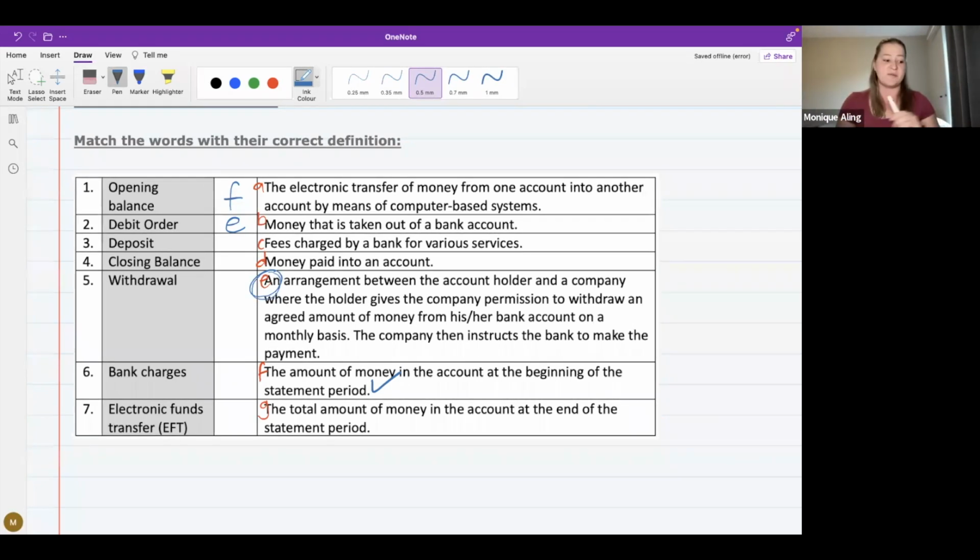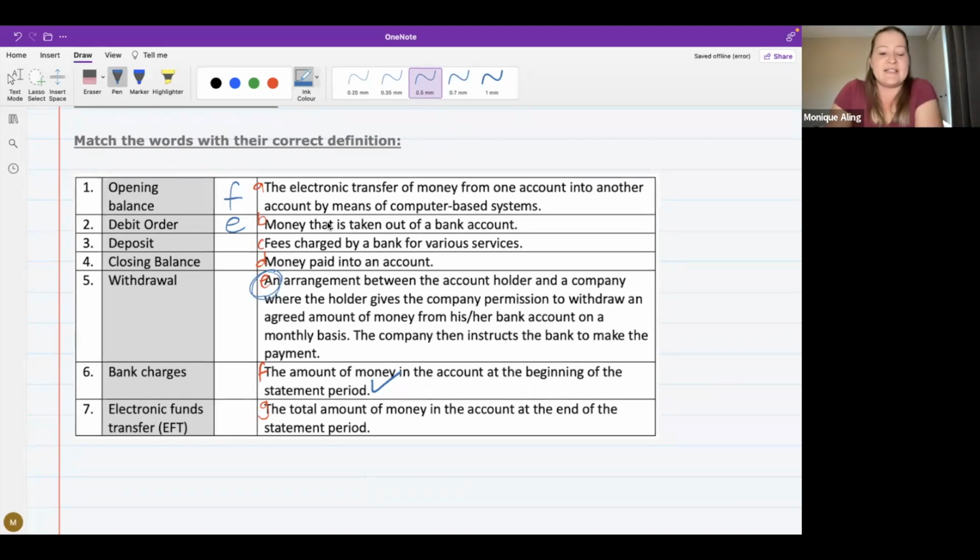An example of this would be giving Vodacom or MTN permission to withdraw the amount for your contract every single month, or the gyms, Virgin Active or Planet Fitness, for example. They would need to give you a form that you fill in, giving them permission to take however much it is per month out of their bank account every single month. Okay, so that is a debit order, E. Good, good, good. Well done, Ntando and Nasipe.